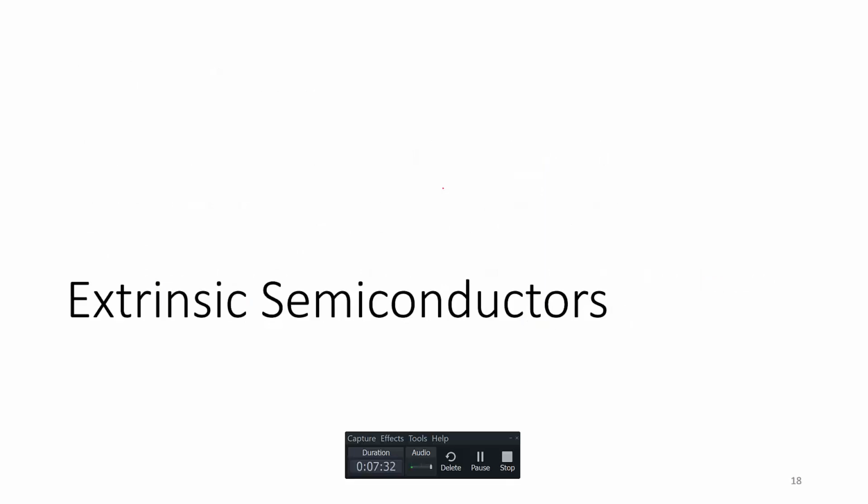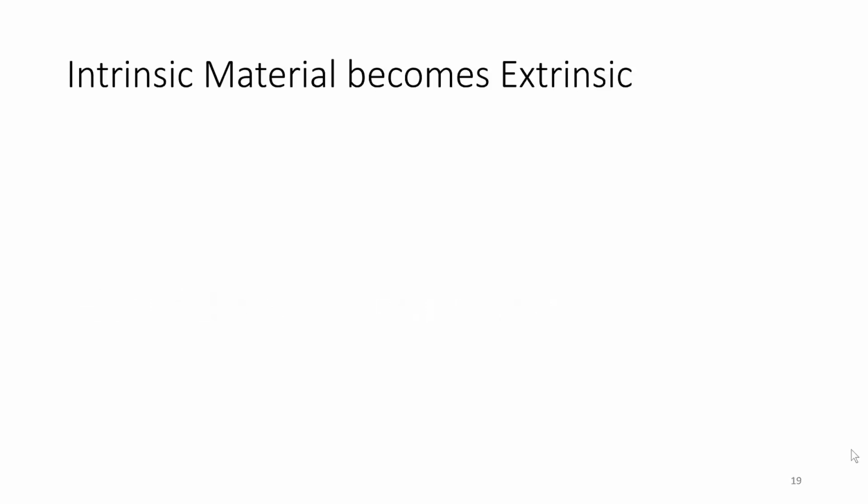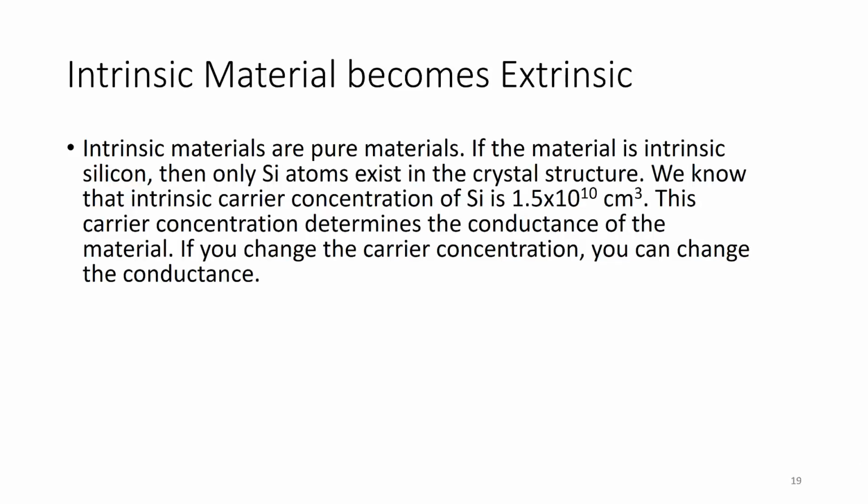We are now ready to go on to the next section, which is extrinsic semiconductors. So when does an intrinsic material become extrinsic? Intrinsic materials are pure materials. If the material is intrinsic silicon, then only silicon atoms exist in the crystal structure. We know that the intrinsic carrier concentration from the previous slide is 1.5 times 10 to the power of 10 per cubic centimeter. This carrier concentration determines the conductance of the material. If you change the carrier concentration, you can change the conductance.